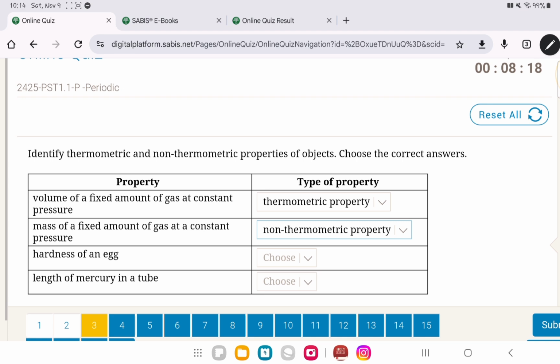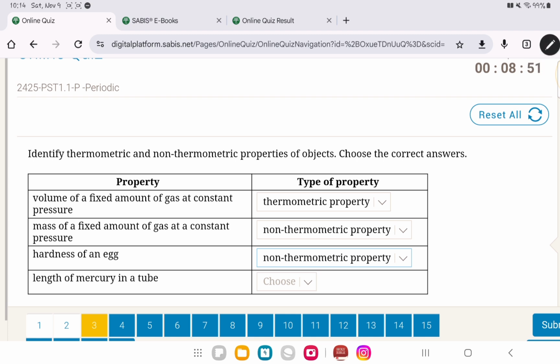Hardness of an egg. This one is a bit confusing. Why? Because as you heat an egg, it changes from the liquid form into a hard solid. But then when you cool it down, does it return to a liquid? Definitely not. So the hardness of an egg is a non-thermometric property, because even if you increase and it changes, if you then after increasing decrease the temperature, it's not gonna change back.